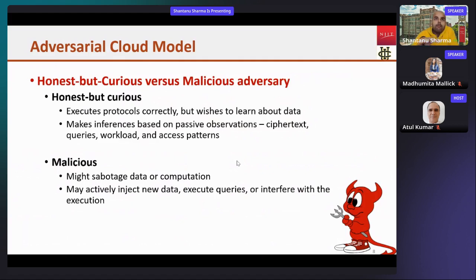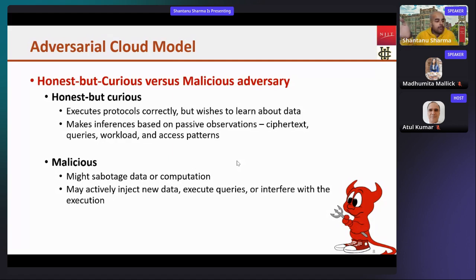So when we see these two types of technique, why are we designing different types of cryptographic technique? What are the objectives, and what types of adversary can we think about? At a very high level, we can classify adversaries into two categories. First is the honest but curious adversary, and the second is the malicious adversary.